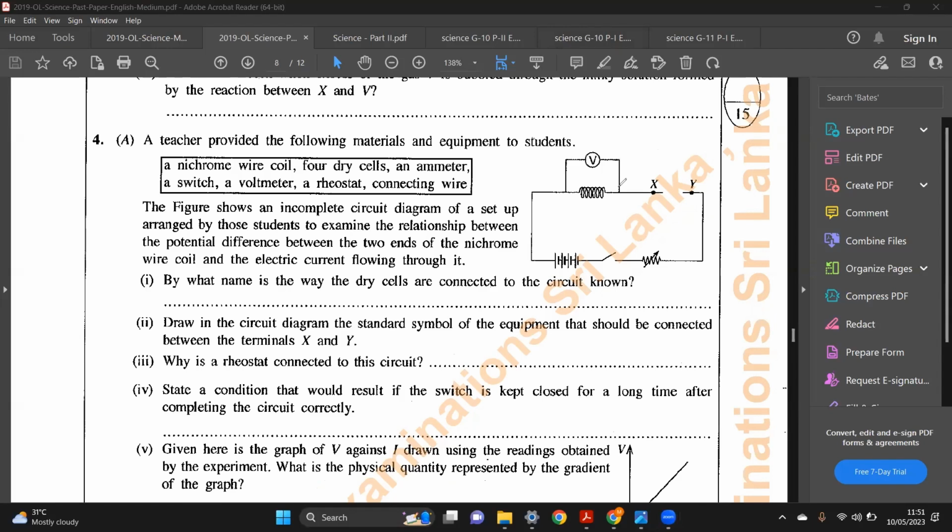So we know when it comes to a circuit connection, you have two different ways in which you can connect, either a parallel connection or a series connection. So in this particular setup, the cells are connected one after the other. So this is a series connection. Okay. Then draw in the circuit diagram the standard symbol of the equipment that should be connected between X and Y. So from the list given here, you can see that everything is included except your ammeter.